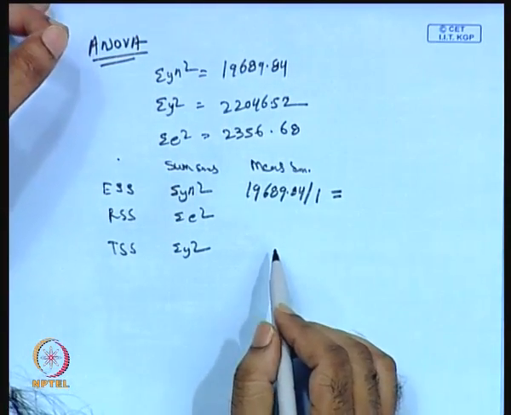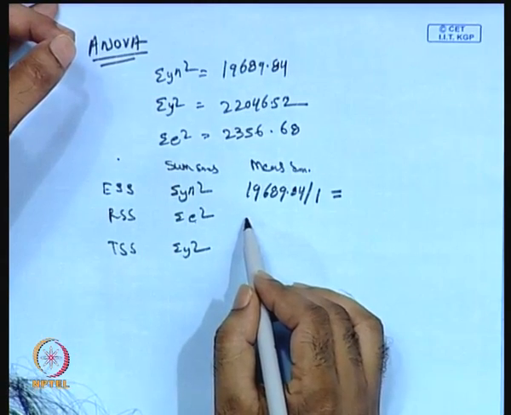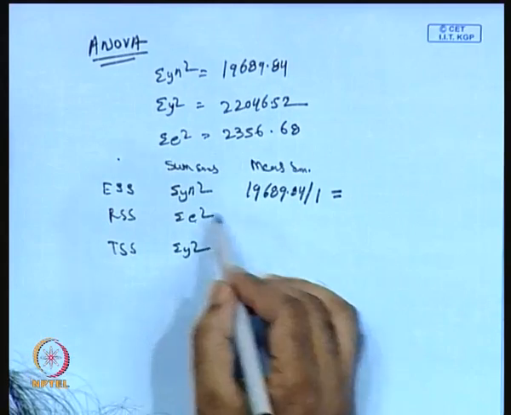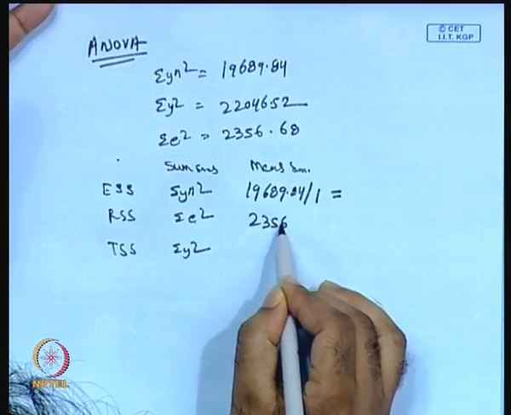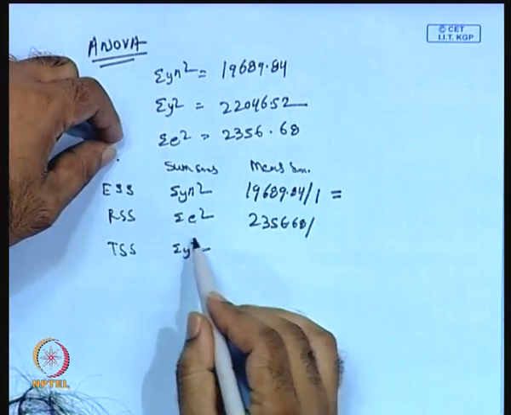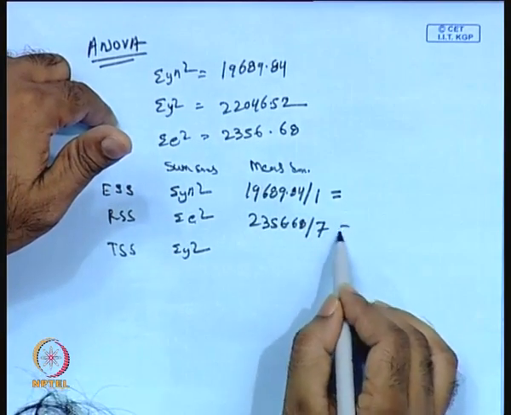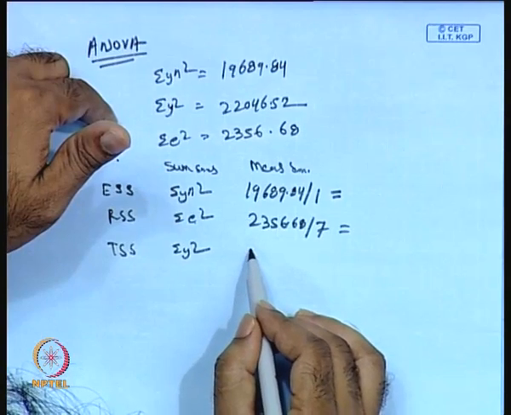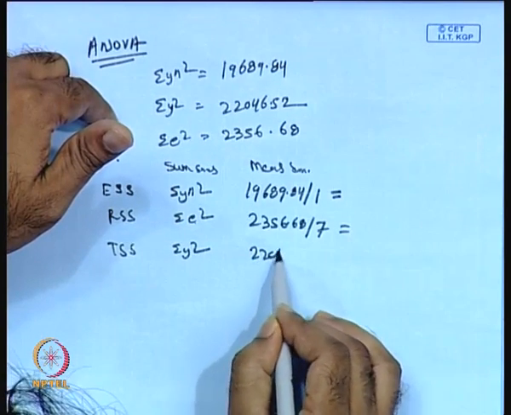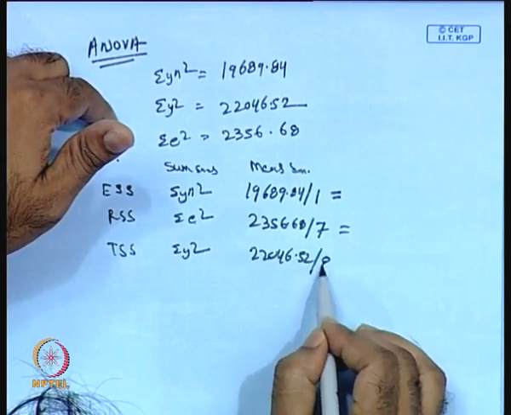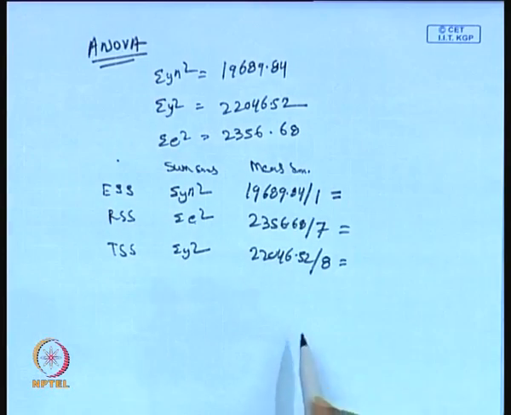Similarly, summation e square is 2356.68 divided by the residual degrees of freedom, n minus k. Here k equals 2 and n equals 9, so it will be 7. Then the total, summation y square, is 22046.52 divided by n minus 1. So, n minus 1 means it is 8. So, we have to find out its statistics. How much will it be coming?